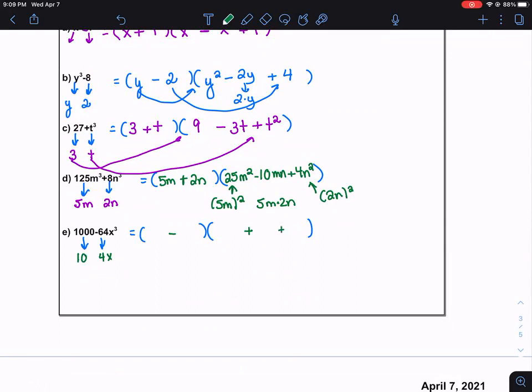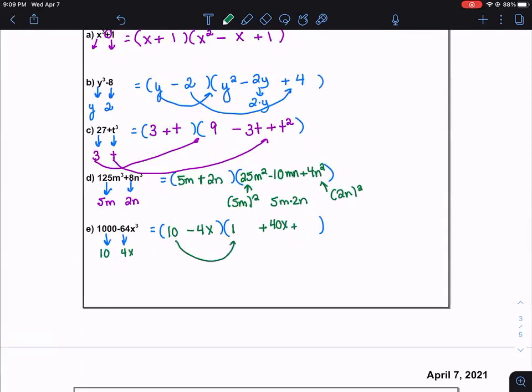So Indira, you still need me? No, sorry. That's okay. I saw you, so out of the corner. You're fine. Listen, who is ever going to get used to this? So their product goes in the middle. We got a 40x. The 10 gets squared in the front and becomes 100. The 4x gets squared and becomes 16x squared.